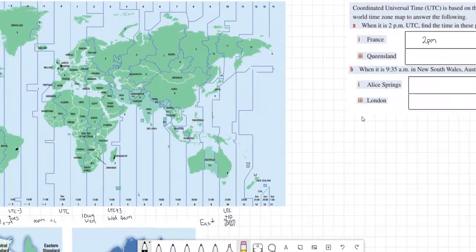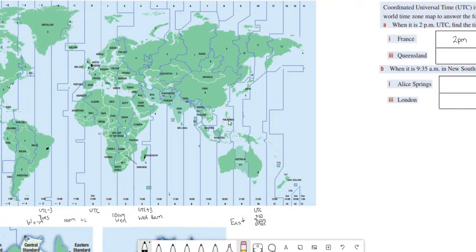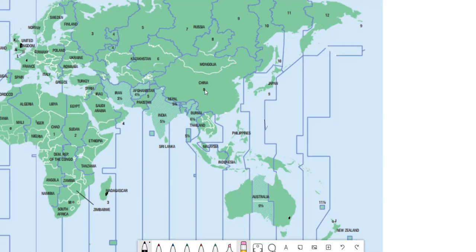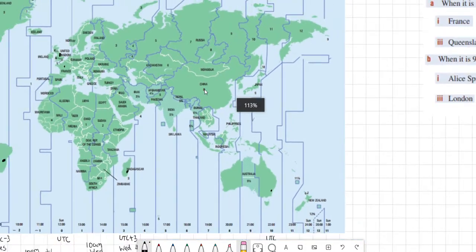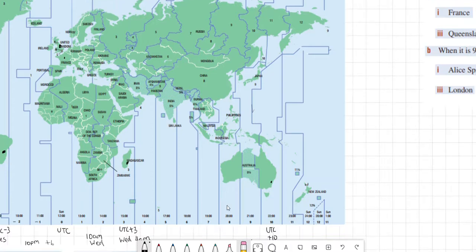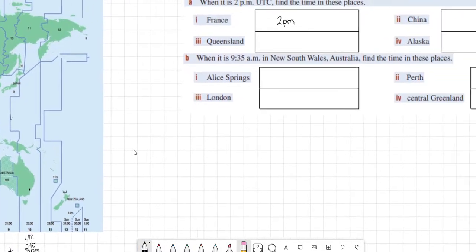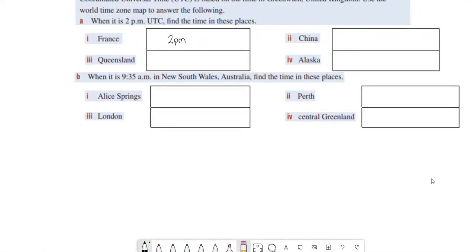Let's find where China is. All we need to find is the UTC for China. China is right here, and the UTC for China is, if I just expand it out a little bit, it has the number 8, so it's using the 8 time zone, and the 8 time zone is here, which means it's UTC plus 8, so we need to add 8 hours to China. So 2 p.m. plus 8 hours will give us 10 p.m. on the same day.